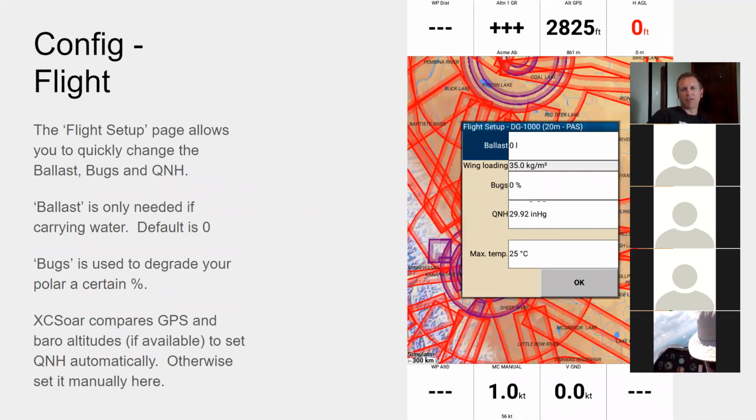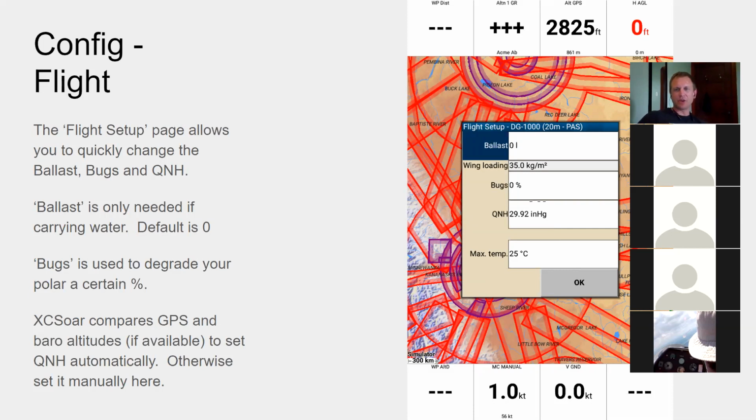So one of the other boxes in the config menu is the flight. Here, if you're carrying water ballast, this is the area where you'll put water ballast in. Also, you can set up a bugs setting. So if you have a whole bunch of flies today at QNIM, we had a whole bunch of flies on our DG1000, and I probably would be setting a slight bug. Basically, it decreases your polar by the set amount.